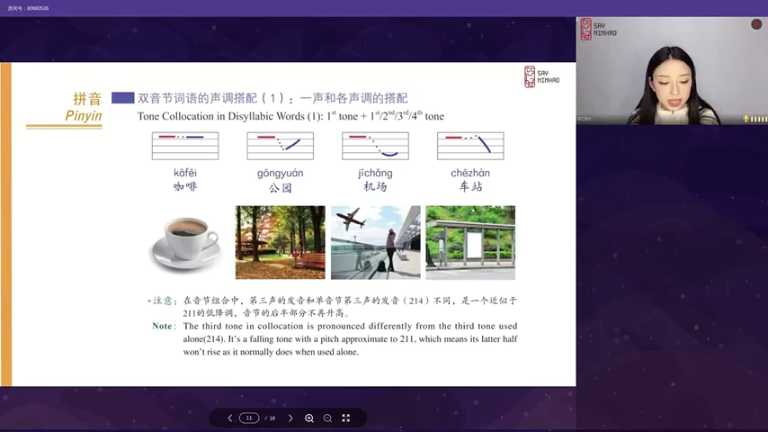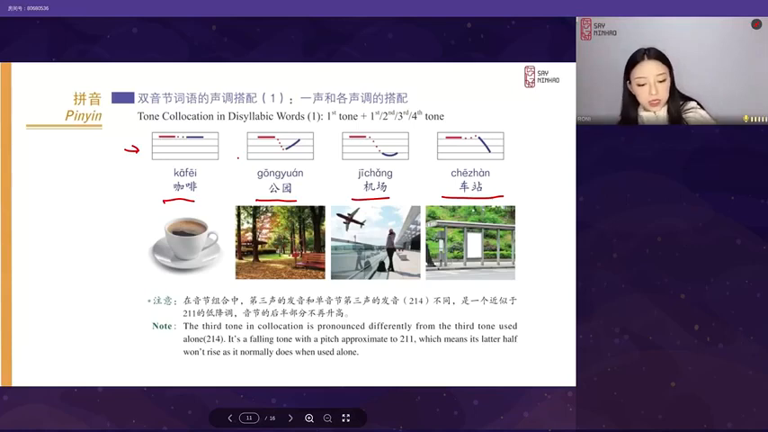Okay, let's see. These four words, some of them you already know. First one is 咖啡, which means coffee, 咖啡. And we can see here, there are four tables, which indicates the pitch of the tone, okay, from 1 to 5. And we can see the first tones are on the highest pitch, almost 5th pitch, okay? 咖啡, it means coffee.